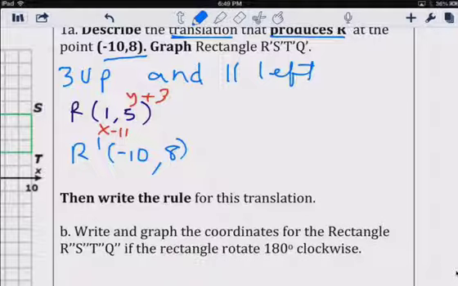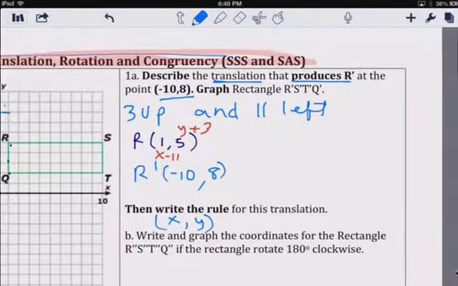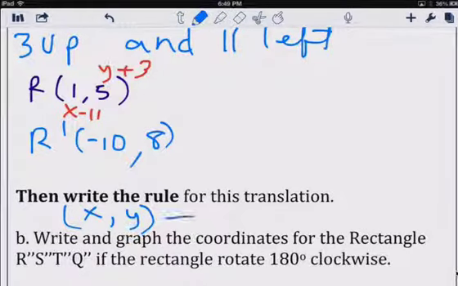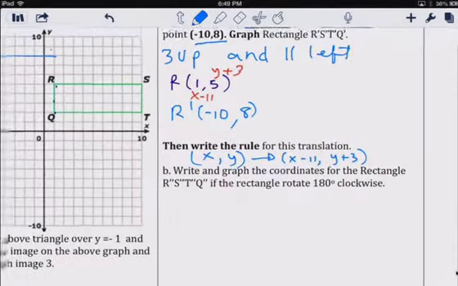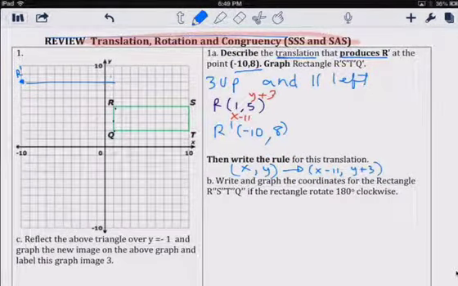So write the rule then. The rule starts at xy, always starts at xy. Okay, and it changes to x minus 11 and y add 3. Okay, like that. Alrighty.